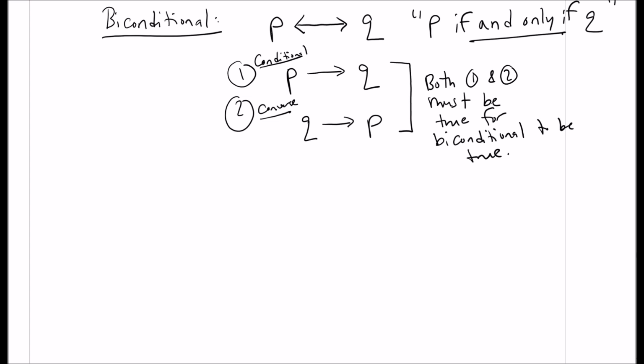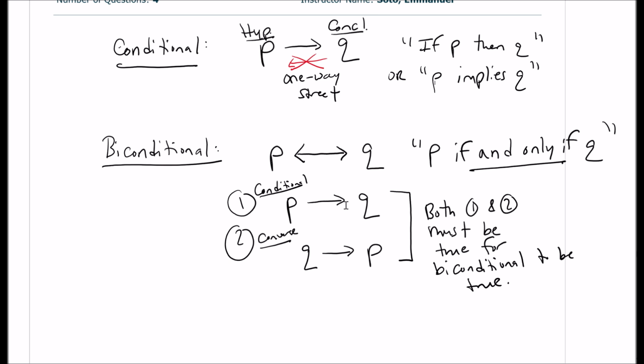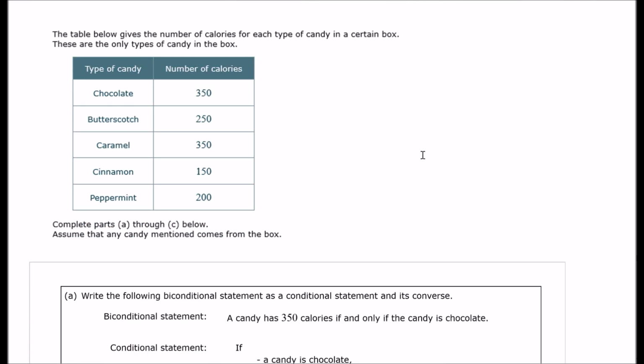Okay, so that's basically a quick thing on biconditionals. If you can make it so that one of these is false, then you cannot write the biconditional. However, if both of these are true, then you can write the biconditional. All right, so let's look at a couple examples.